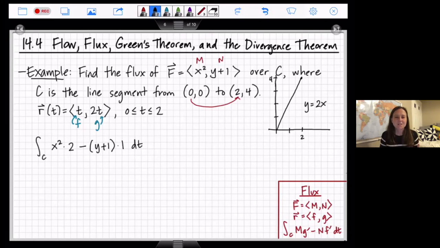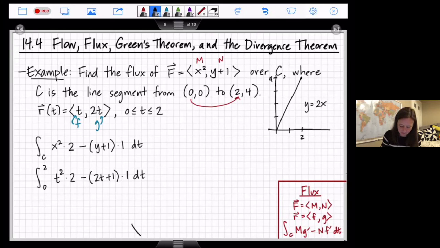All right, and then we're going to change this to being an integral over the curve. So everything that's an x is going to get a t. Everything that's a y is going to get a 2t from our parameterization. And we know we're going to integrate from 0 to 2. So x squared, I'm going to make that a t squared. Then I've got y plus 1. My y parameterization is 2t. And then times 1 if you still want to write that. And then we'll just simplify a little bit. So I've got the integral from 0 to 2, 2t squared, distribute this negative sign, minus 2t minus 1 dt.